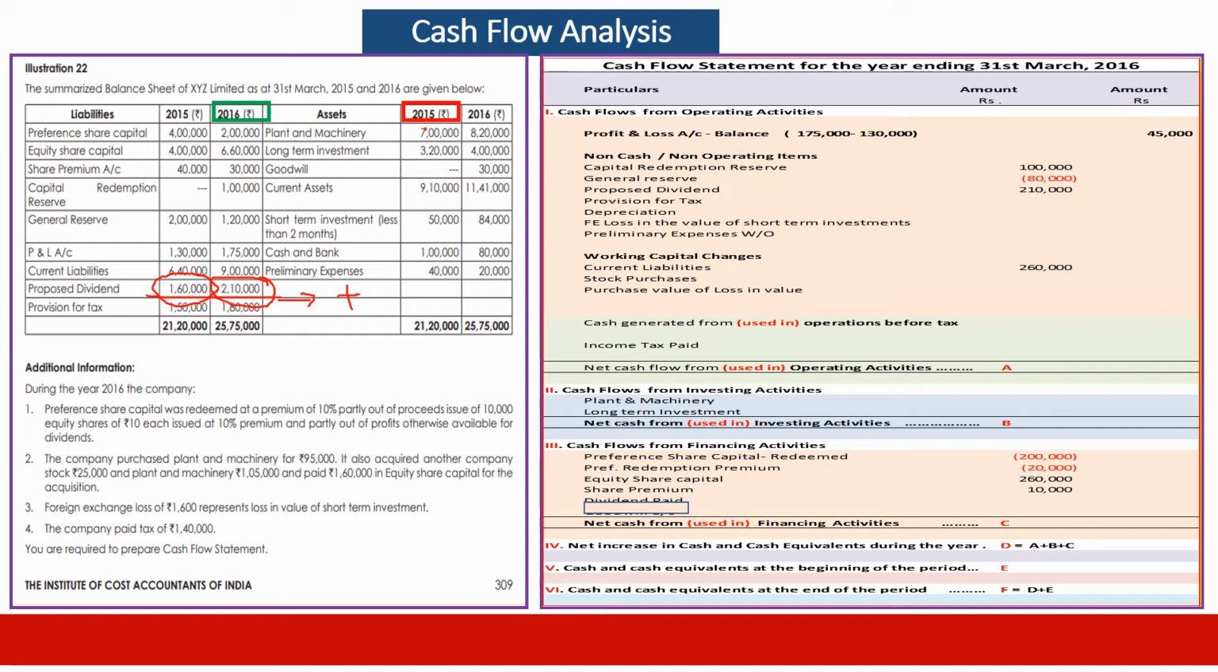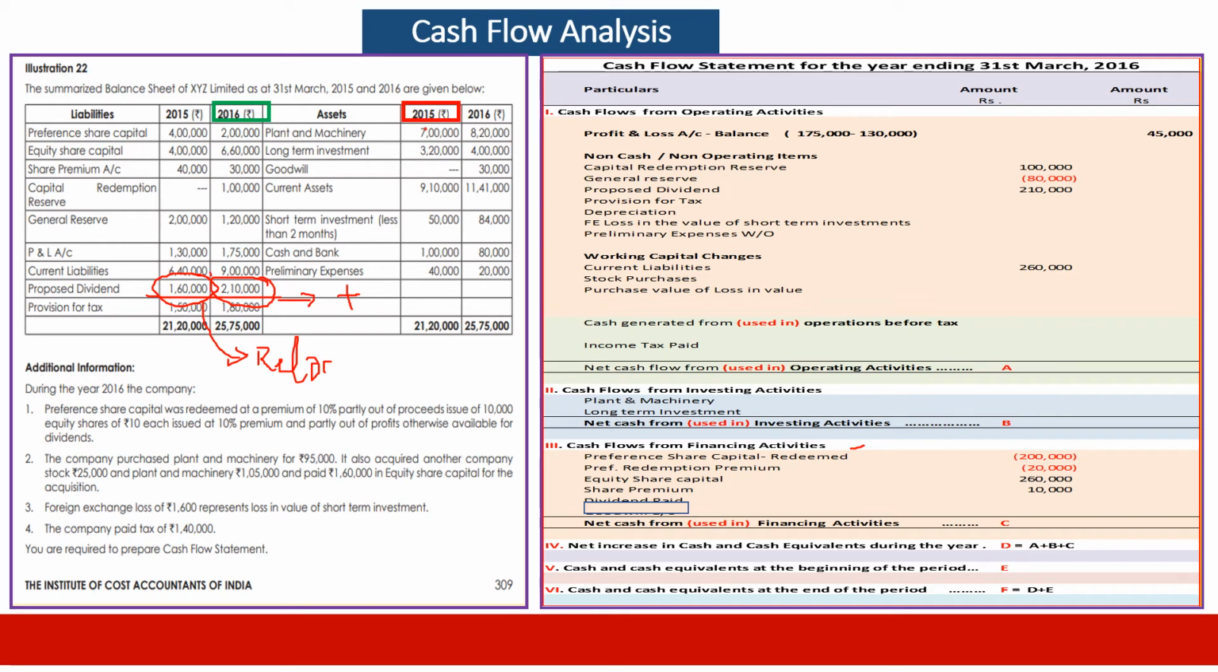Second, previous year's dividend we normally consider as dividend paid. Provision is reversed. Previous year's provision is considered as dividend paid, and we call it dividend paid, and we relocate it under financing activities because it is a dividend paid on equity. These 2 points we have to note as a difference. It is not the difference between 2,10,000 and 1,60,000.